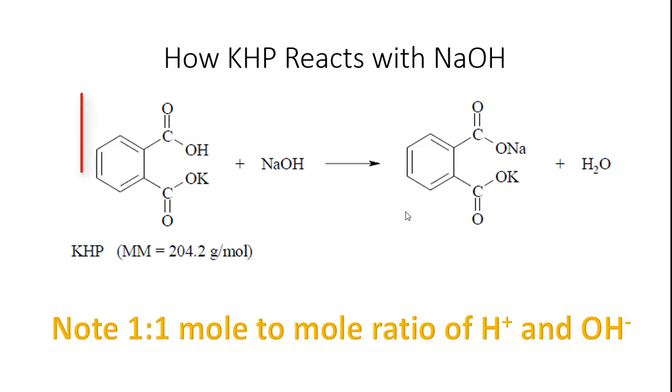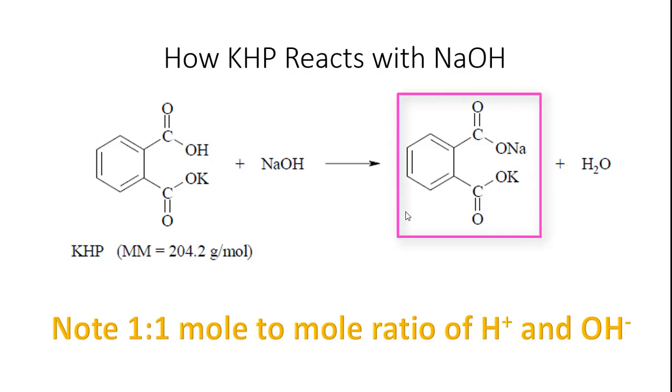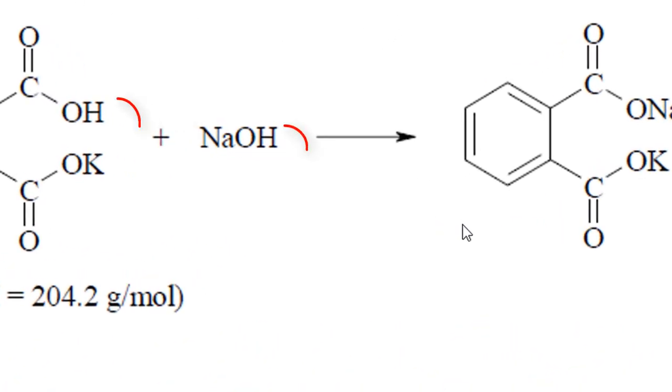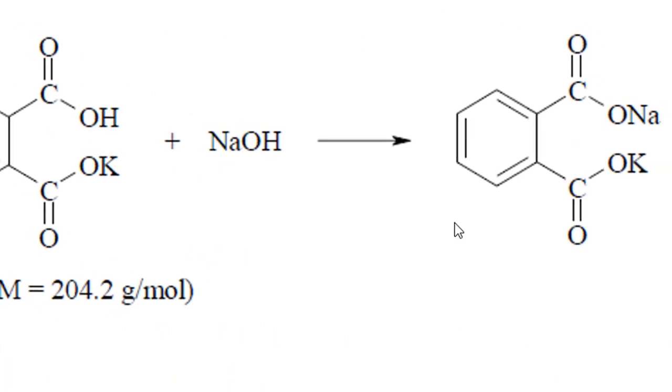All right, so this is KHP shown here. It's going to react with sodium hydroxide and give you this phthalate salt plus water. All right. And if you note, there's a 1-to-1 ratio of H plus and OH minus, right? Because there's only one proton on KHP shown here, and then one OH group in sodium hydroxide, right?